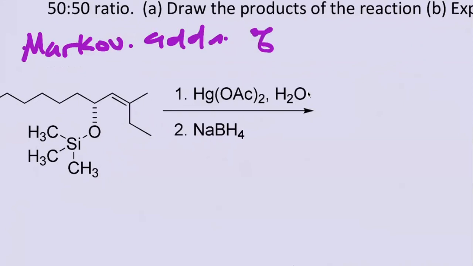Right, of H and OH. That's what we're doing. Basically, both of these reactions, in essence, are like adding water to an alkene. You add H to one side, you add OH to the other side. All right. So you said it's Markovnikov addition.